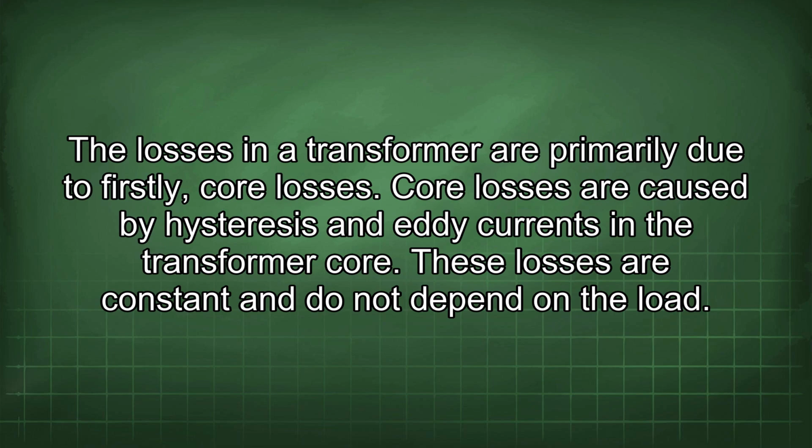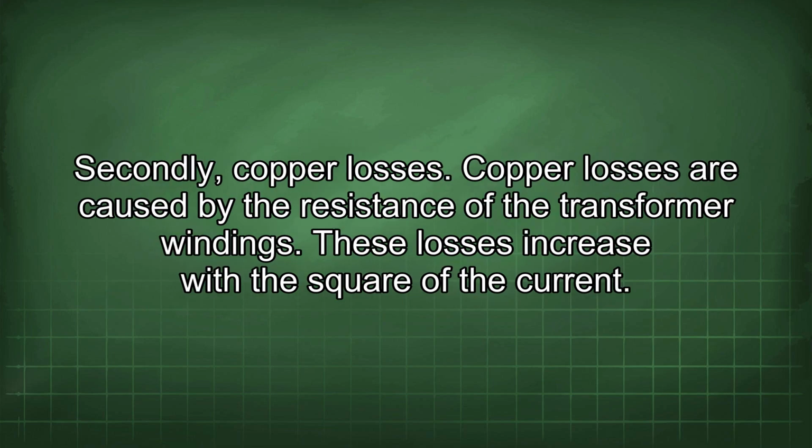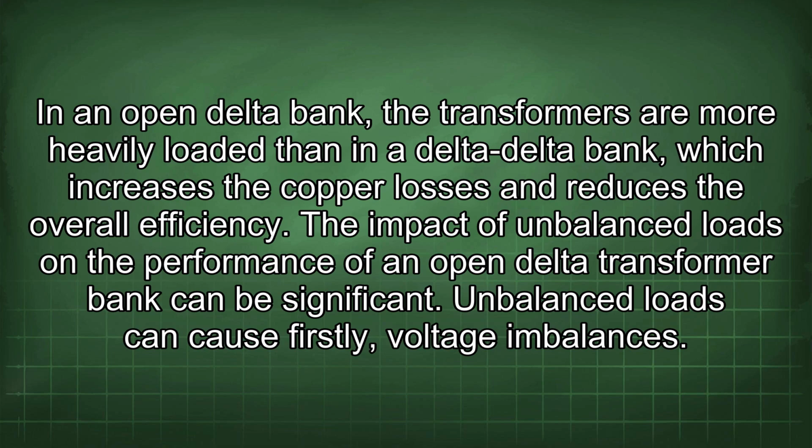The losses in the transformer are primarily due to, firstly, core losses. Core losses are caused by hysteresis and eddy currents in the transformer core. These losses are constant and do not depend on the load. Secondly, copper losses. Copper losses are caused by the resistance of the transformer windings. These losses increase with the square of the current. In an open delta bank, the transformers are more heavily loaded than in a delta-delta bank, which increases the copper losses and reduces the overall efficiency.